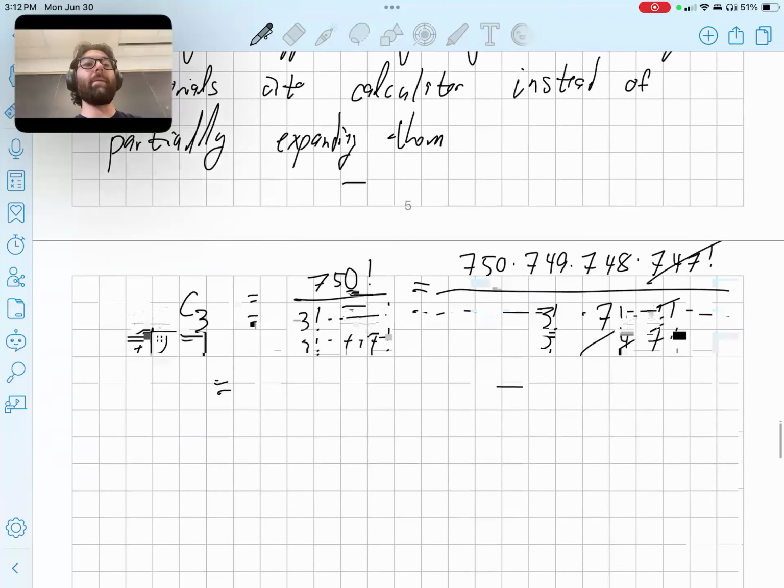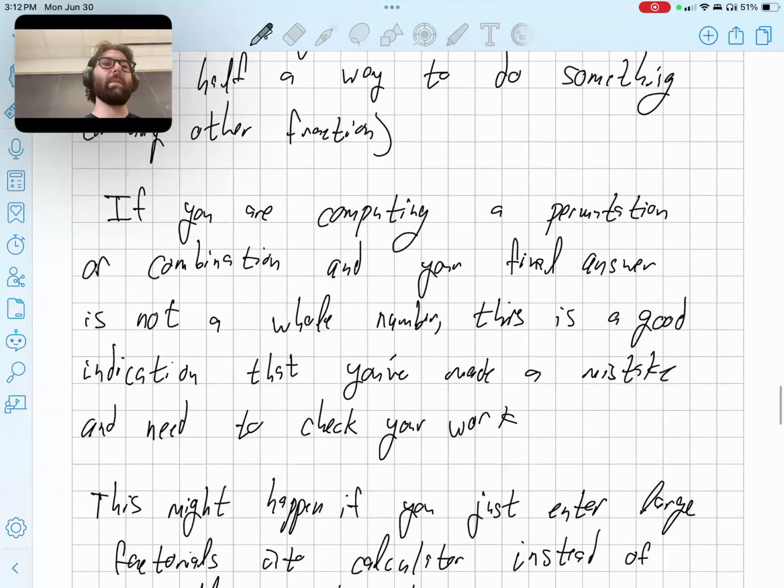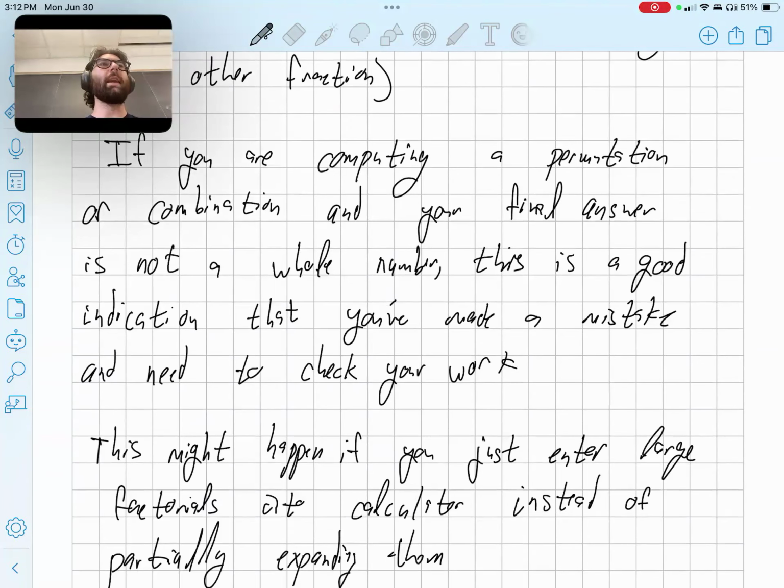But if you don't do that, maybe not for 750, but if you did something like 68 factorial, then your calculator is going to round and potentially give you a non-whole number. Okay, so this is just a warning, and a good indication that you need to check your work. But that's all for this video.